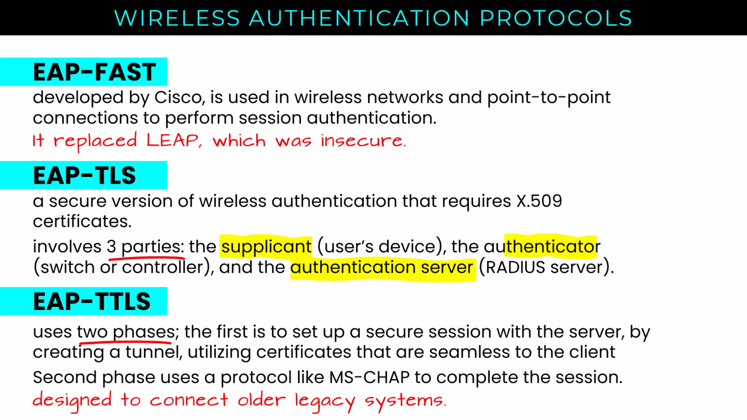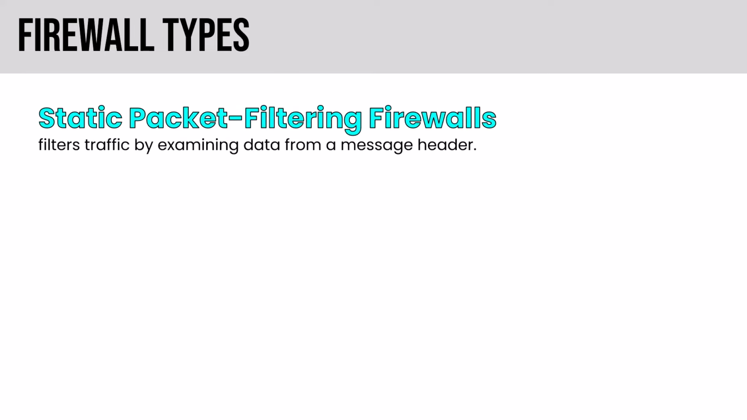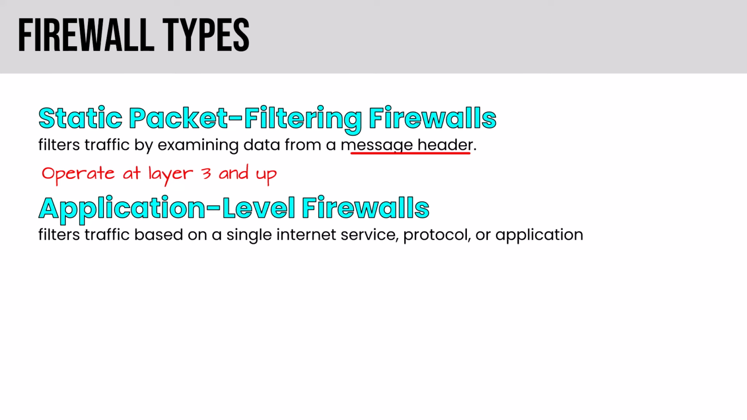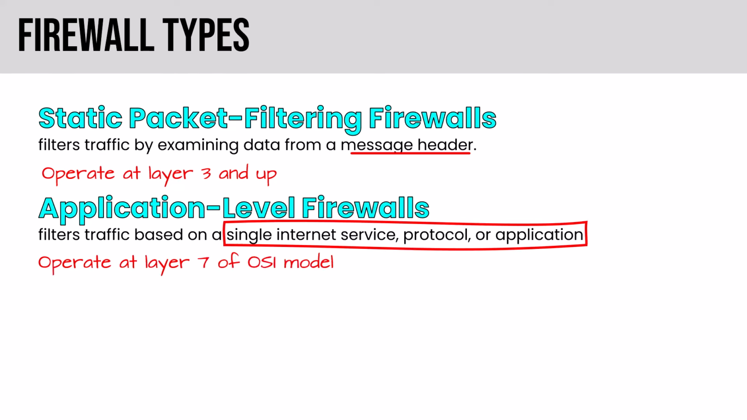You should be familiar with a few different types of firewalls for the exam, so we'll cover those here, starting with the static packet filtering firewalls. They filter traffic by examining data from a message header, and they operate at layer 3 and up. We have the application level firewalls, which filter traffic based on a single internet service protocol or application. They operate at layer 7 of the OSI model, which is the application layer.